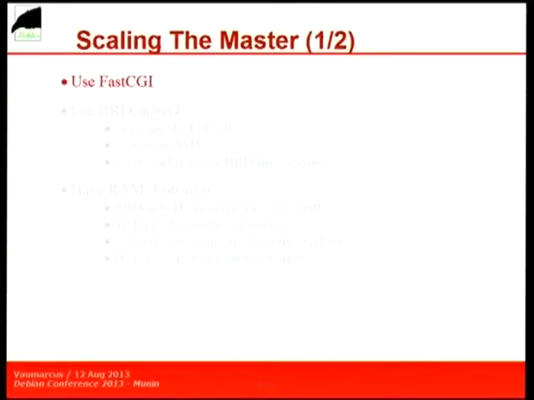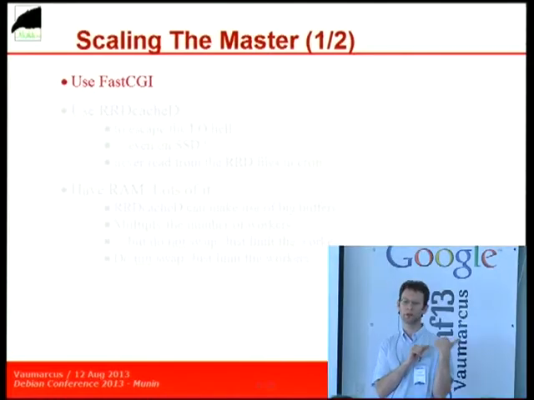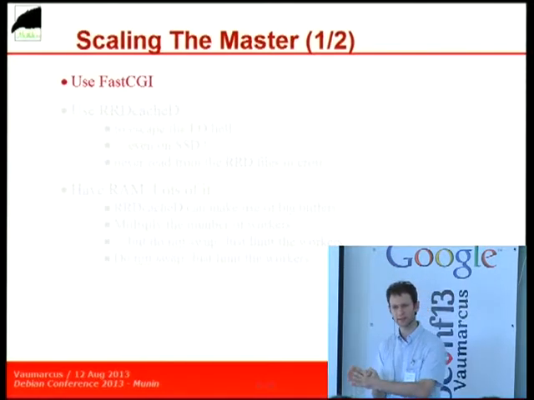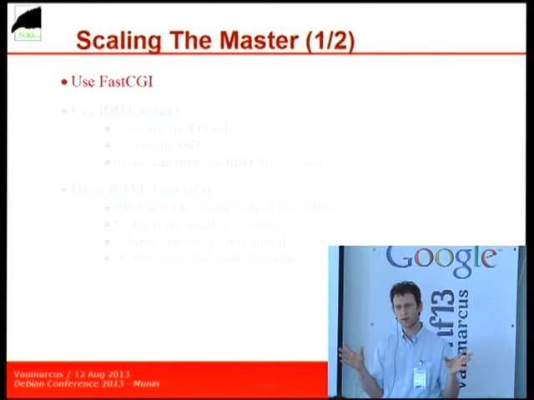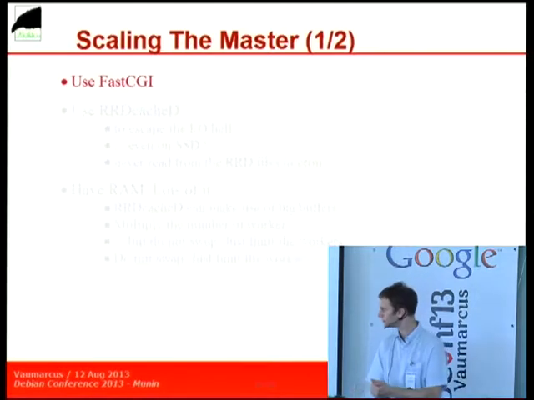So, scaling the master. To have a big install, the first thing is to use fast CGI. The default is cron-based. Remember, the default is for the typical user that has only one node and one server. Anyone that has more than, let's say, 5 nodes should really go the CGI road, and not really CGI, but fast CGI, because the cron road is you generate every kind of graphic, and it's just pointless. It's very simple, but it's pointless.